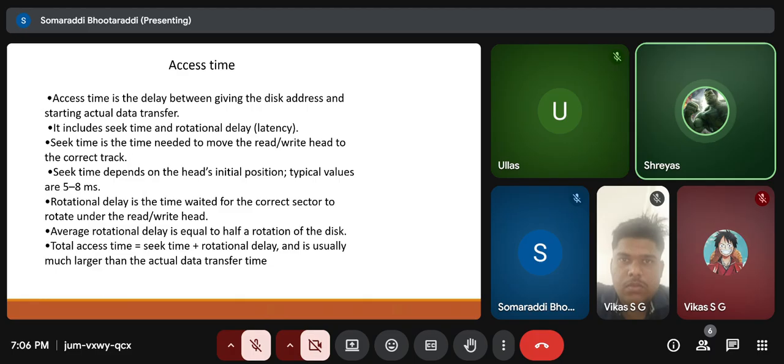Rotational delay is the latency or delay. It is the amount of time waited for the data to rotate under the head. Its average is about half of a rotation of the disk. The formula is total access time equals seek time plus rotational delay, and it is larger than the actual data transfer time. And second is the data buffer.